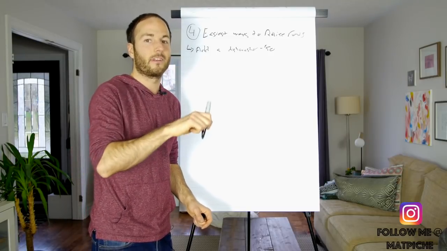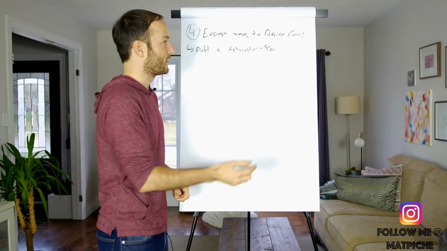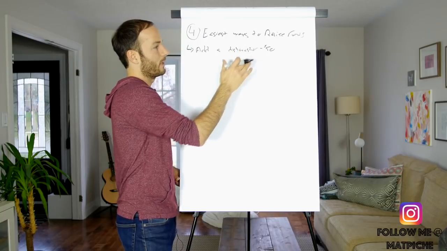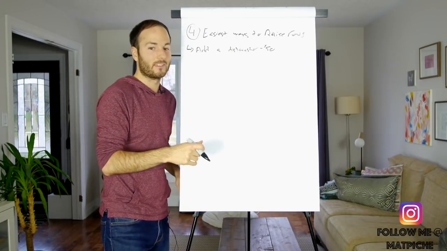I showed that in the last video, the multifamily part 1 video. I showed the exact example of adding a dishwasher for $50 a month. It's so worth it. You'll see on that video.